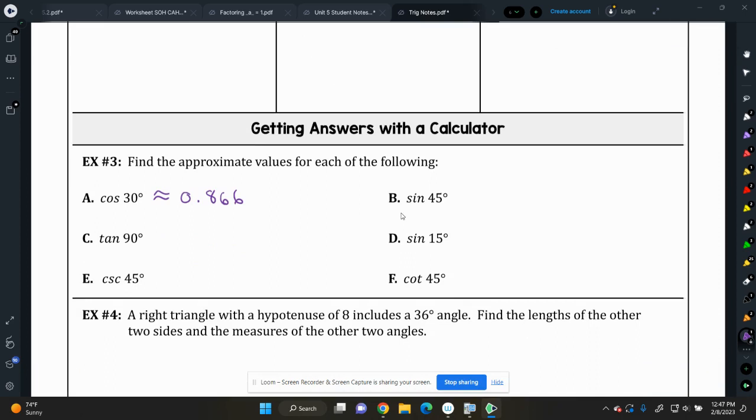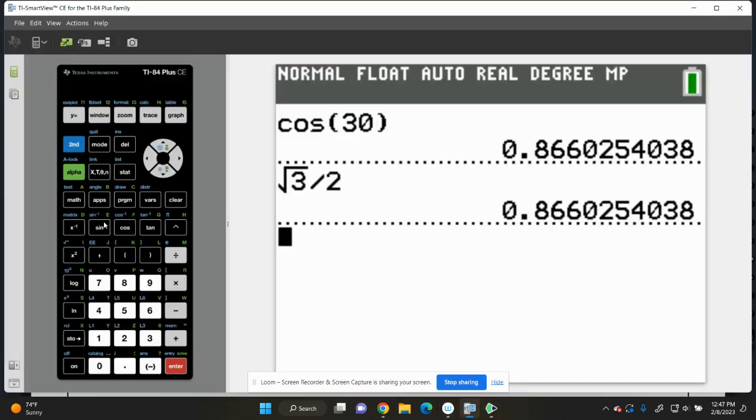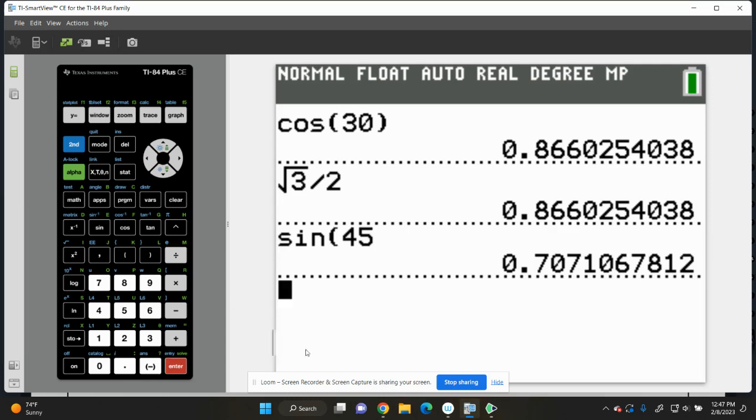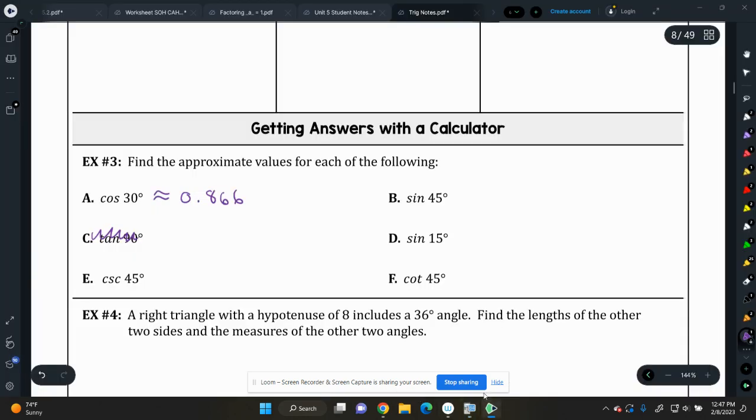All right, skip the tangent of 90. We're not going to talk about that right now. Let's look at the sine of 45. I want an approximate value. Sine of 45. What'd you get? 0.707, right. So we're approximately 0.707. Okay, let's skip down to cosecant.